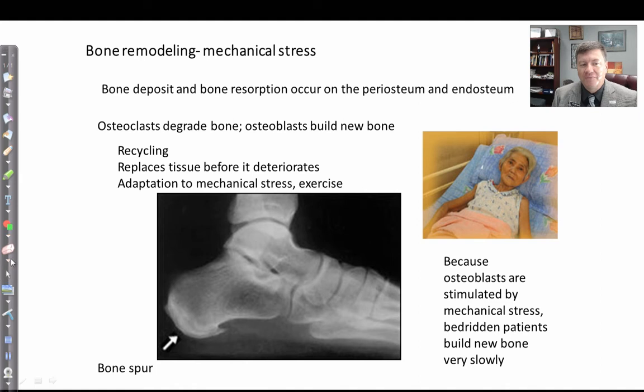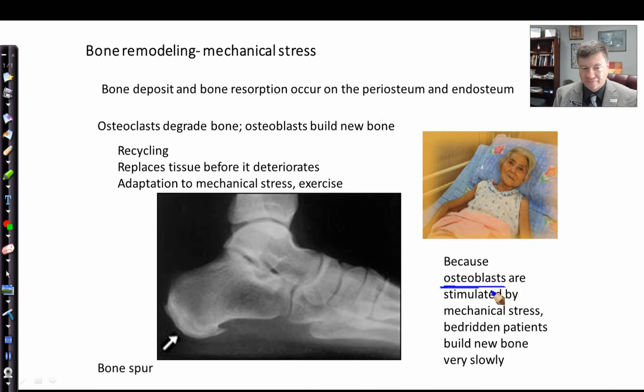If you have bone that's not being stressed, and stressed means walking on it, using gravity on it, if you have somebody who's bedridden, like this woman here, then she's not going to have much stress on her bones. The osteoblasts are not going to be stimulated, so she's not going to build new bone. Osteoclasts are still going to be working to remodel her bone, so she'll be losing bone mass, but not producing new bone mass because she's not stressing her bone to do it.